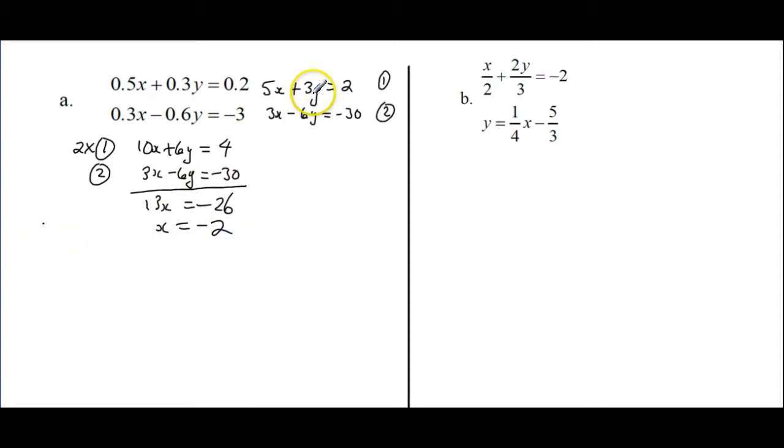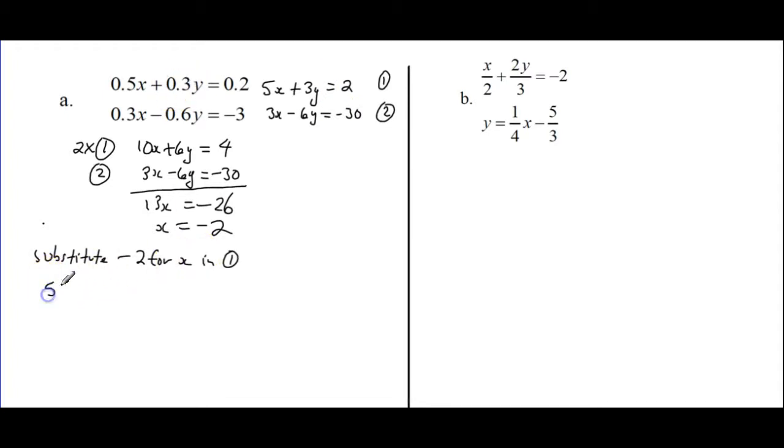We'll then substitute that into either one of these. I'm going to go with this because that's a smaller number. So we're going to substitute negative 2 for x in number 1. And I'm not going back to one of the originals here. I'm pretty confident these are correct, but when I go to verify, I'll check it back in the originals.